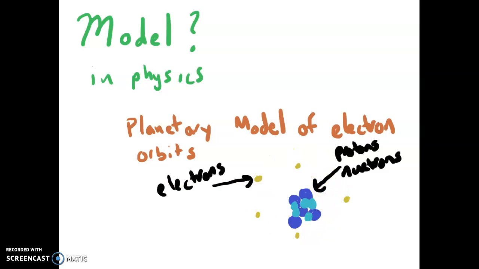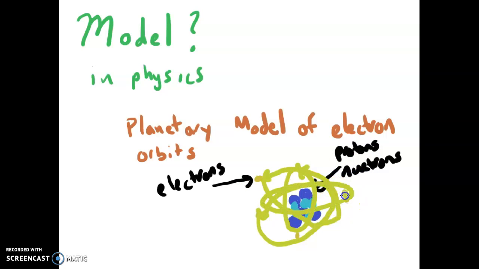And let me even draw here, right? Oops. Let's change the color. That these electrons are actually kind of moving around, orbiting, right? Just like the planets orbit the sun, they're orbiting the protons and the neutrons, right? This last one here, okay?